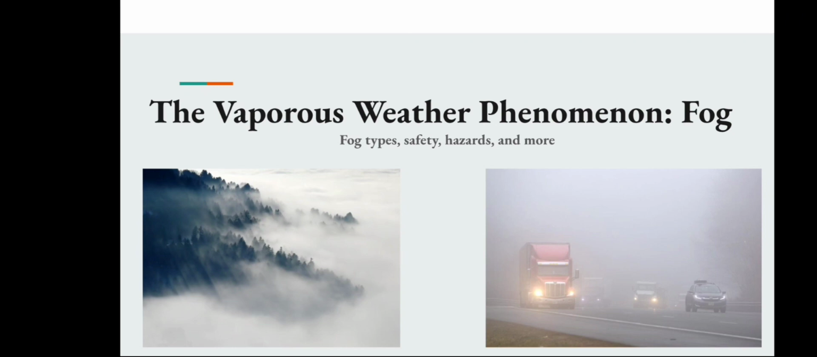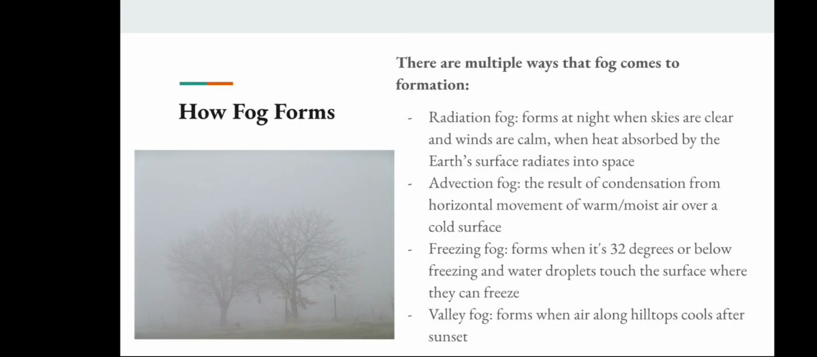I'm Kris Pitchford with MemphisWeather.net, and today we're going to be talking about fog. We're going to be discussing the different types of fog that you can see, some safety tips that you can utilize when fog is in your area, and some hazards that fog can bring to an area. So let's go ahead and get started with the different types of fog and how they form.